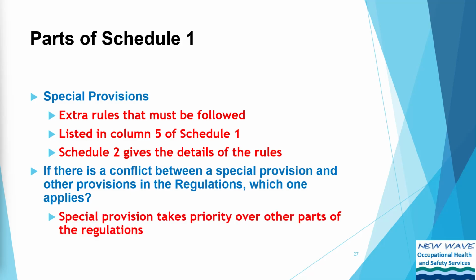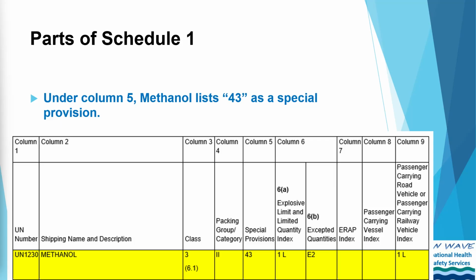The special provision takes priority over all other parts of the regulation. Now let's look at an example of a special provision. Under column 5, methanol lists 43 as a special provision. So what does special provision 43 say?